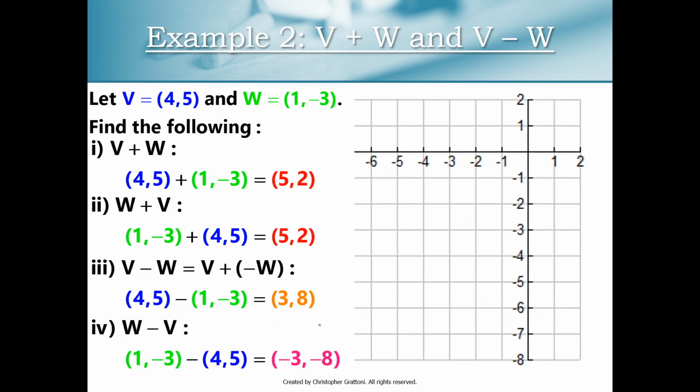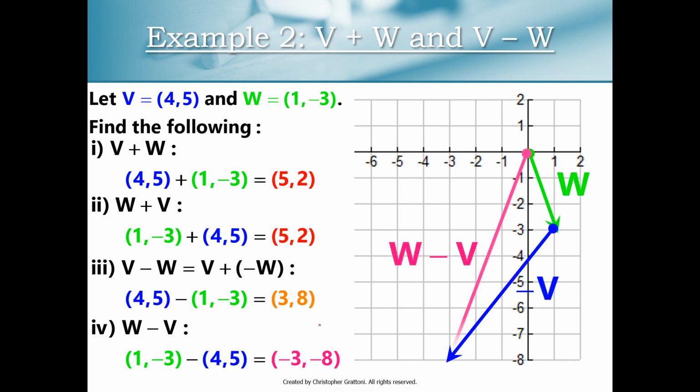And then w minus v does care about the order there. W minus v will be the opposite of v minus w, as you might expect. So there's w, there's the opposite of v, and then when we connect the dots, when we make our triangle, you could see that w minus v is negative 3, negative 8. It's the opposite of v minus w.